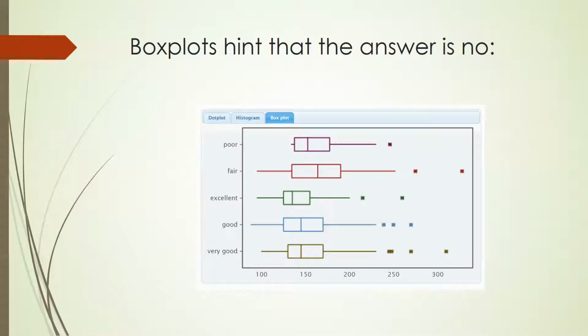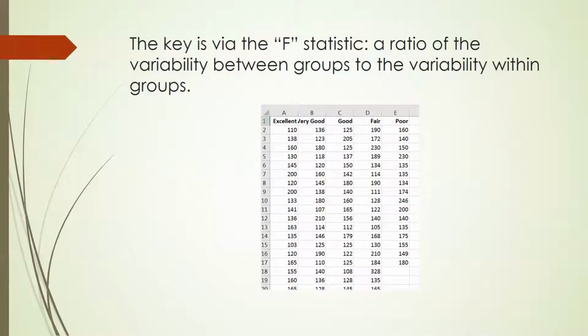If we make side-by-side box plots that break the groups out using StatKey, it kind of looks like the weights differ, although it's a little hard to see. And in any case, this is just a sample. The key to deciding for sure and seeing whether the results that we've noticed are statistically significant is what's called the F statistic. And the F statistic is a ratio of the variability between the groups to the variability within the groups.